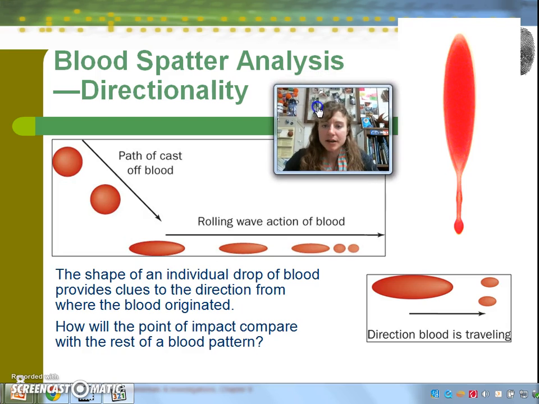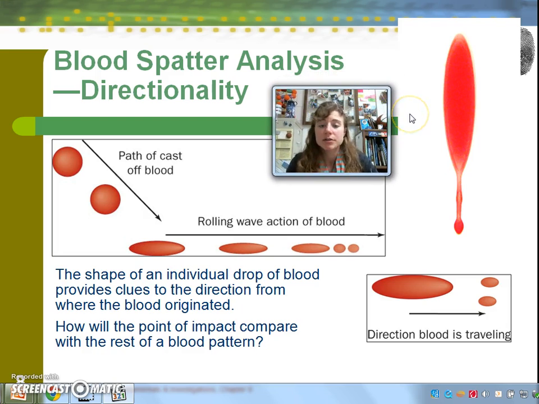Okay, this is a big concept, and that is that tail determines directionality. Tail determines directionality. So when we're talking about this blood droplet right here, the tail points in the direction of the movement of the blood. In other words, this blood is coming this way. If we're talking about over here, the tail determines directionality. That's how we know that it was moving this way. And that makes sense because that's the rolling action of the blood as it continues to move due to its momentum. And then it loses volume, loses volume, loses volume until it has no more blood volume left.